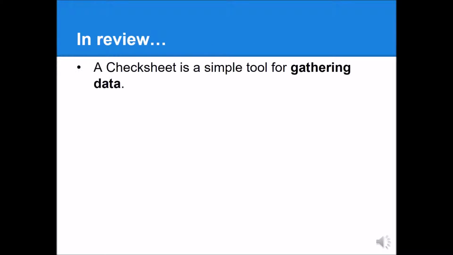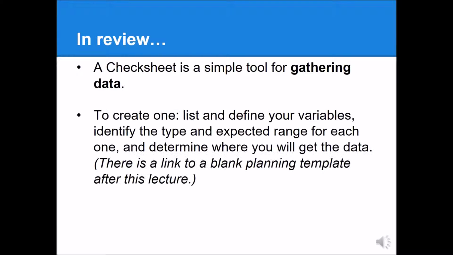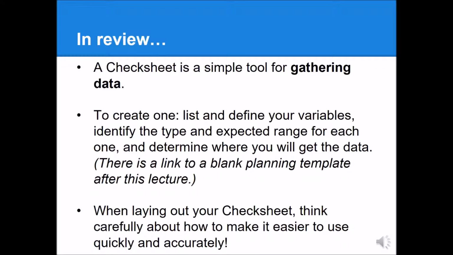Now in review, a check sheet is a simple tool for gathering data during one of your PDSA cycles. To create one, you list and define your variables, identify the type and expected range for each one, and then determine very specifically where you will get your data. And there's a link to a planning template after this lecture. Also remember, for discrete variables, if you plan ahead, you should think of a code for those discrete variables to make data entry easier. And then finally, when laying out your check sheet, think very carefully about how to make it easier to use quickly and accurately by whoever is going to be gathering data.